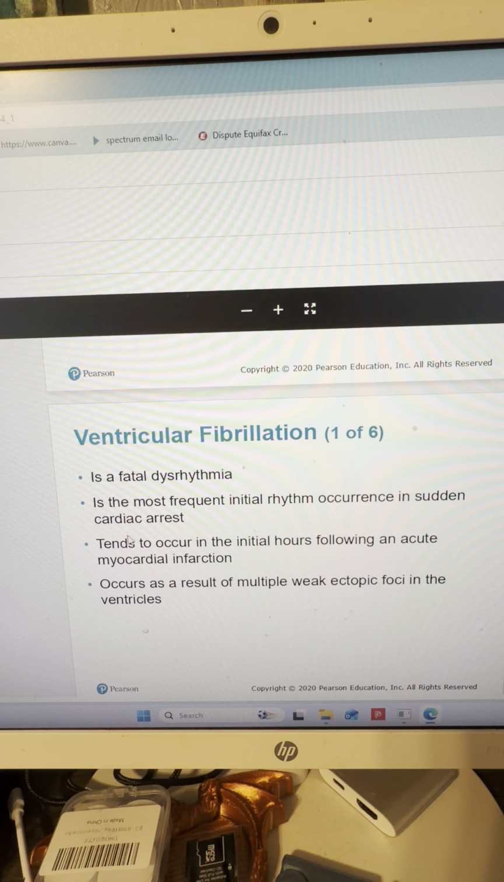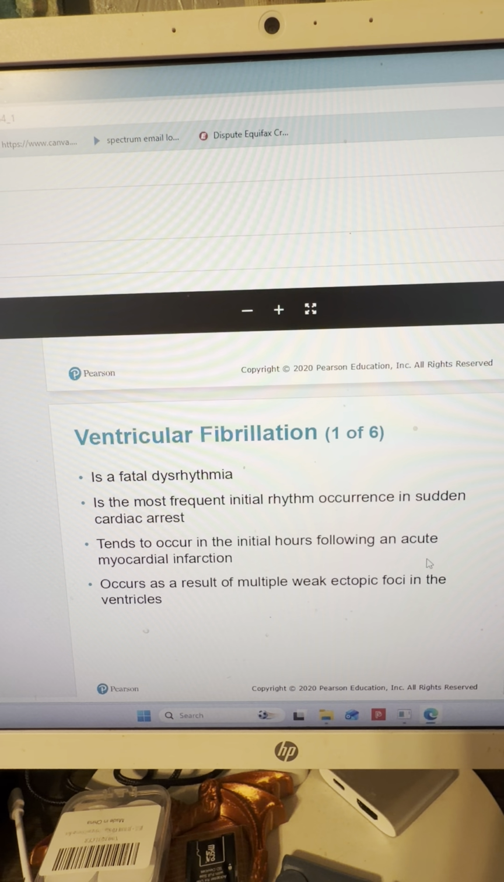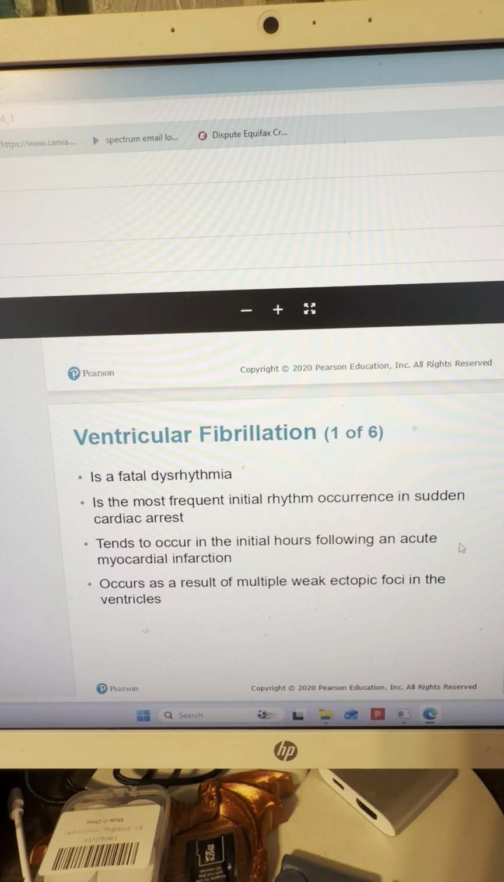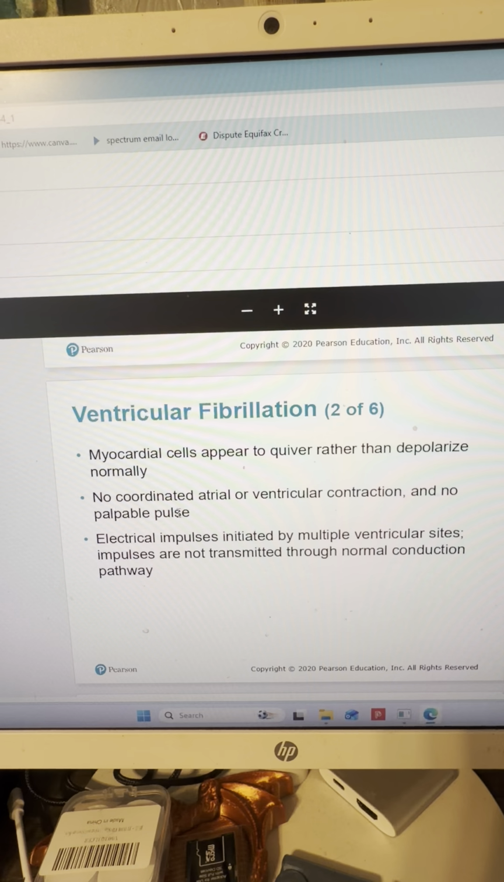VFib, fatal dysrhythmia, you're definitely without a pulse with this. It's the most frequent rhythm occurrence in sudden cardiac arrest. Now, if they've been down, they're most likely asystole or PEA. It tends to occur within an acute MI. And these are all of your foci in the heart cannot produce, they're too ischemic to be able to produce an impulse.